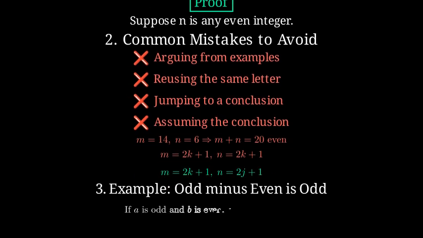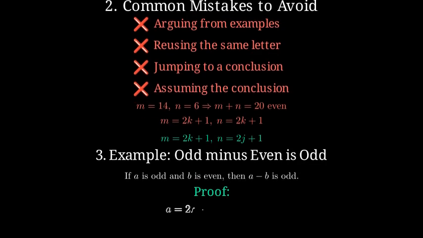Now, let's do a full example the right way. Theorem. The difference of any odd integer and any even integer is odd. We will write a formal proof step by step. Step 1. Introduce variables. Suppose a is any odd integer, and b is any even integer. By definition of odd and even, we can write a equals 2r plus 1, and b equals 2s.